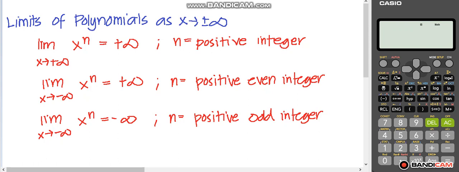And so on. The second, class, is the limit of x raised to n as x approaches negative infinity equal to positive infinity, where n is a positive even integer. So, a positive integer, only even. So, that's 2, 4, 6, 8, and so on. The third and last is the limit of x raised to n as x approaches negative infinity equal to negative infinity. Whereas before it was even, here in the last, it is odd. So, that's 1, 3, 5, 7.